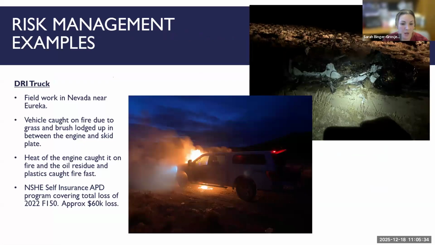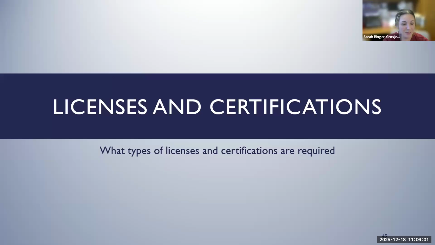And then this is an example with a truck for DRI that was doing field work. The vehicle had caught on fire due to grass and brush that was lodged up in between the engine and the skid plate, causing it to catch on fire. This was covered through the self-insurance program, and it was a $60,000 loss. But there is a reason why risk requires all of this. And again, it's just to protect our interests at the university and where we're not having to come out of pocket to replace or repair things that are damaged by one of the vendors we work with.